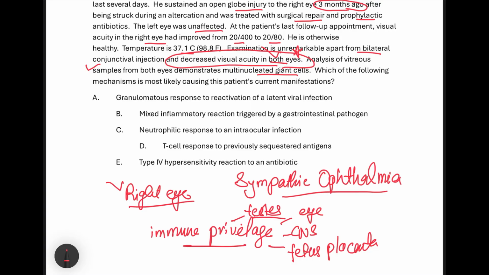And because of this potential sight-threatening condition, if an eye is severely injured with no prognosis of recovering vision, it is surgically removed. You have to remove the injured eye to prevent the involvement of the uninjured eye. If you do not remove it, the uninjured eye will also become affected. So our right answer is T-cell response to previously sequestered antigens. Understand?